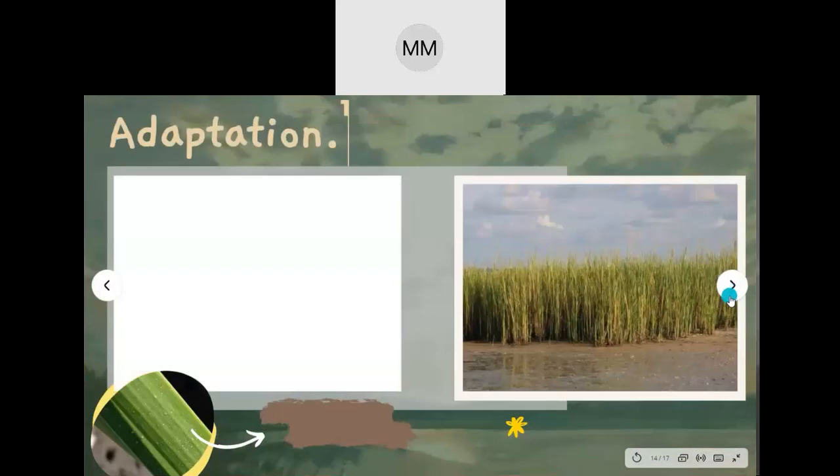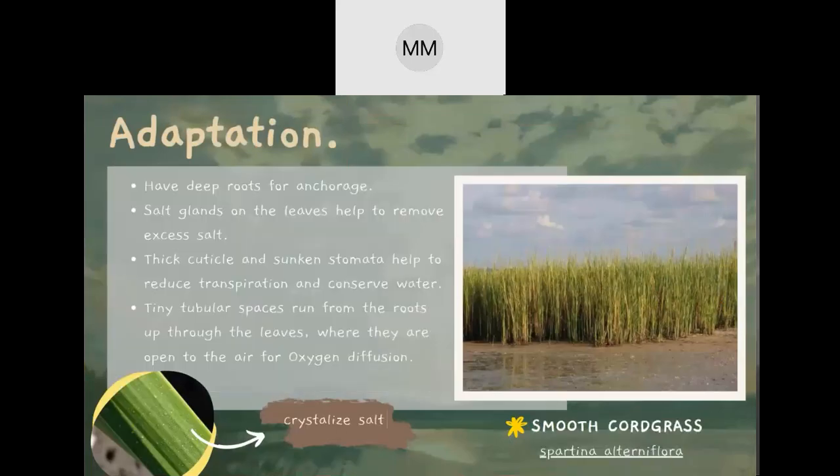Okay, for the vegetation, most have similar adaptations to what we have in mangroves. The koi grass has deep roots for anchorage, because estuaries have mudflats, so they anchor deeper. Next, they have salt glands on their leaves that help remove excess salt. As can be seen here, the leaf has crystallized salt, where the salt was excreted by the salt glands and crystallized during evaporation. They also have a thick cuticle and sunken stomata that help reduce transpiration and conserve water, because fresh water is really important for them.